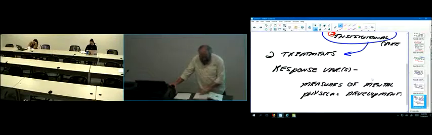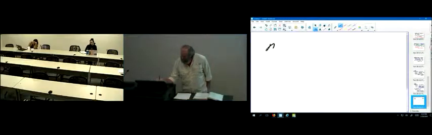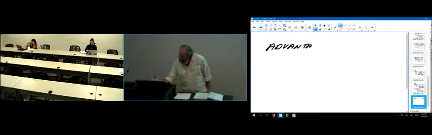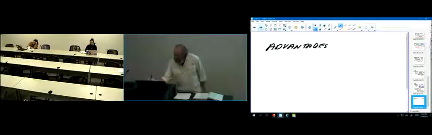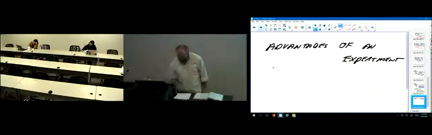I'm going to skip over 9.3. You can take a look at that at the house. Here's the thing. Advantages of an experiment. And it's an advantage over an observational study. I got 3 of them.